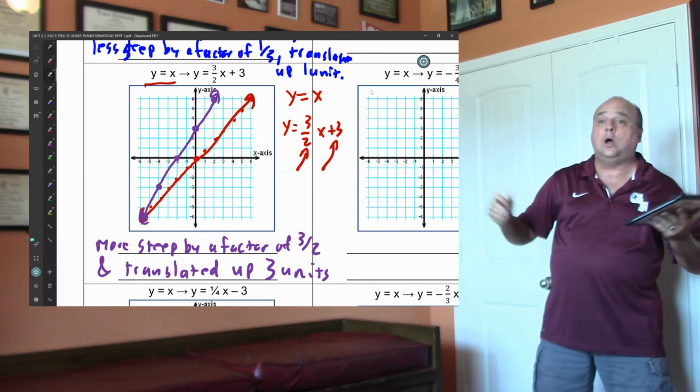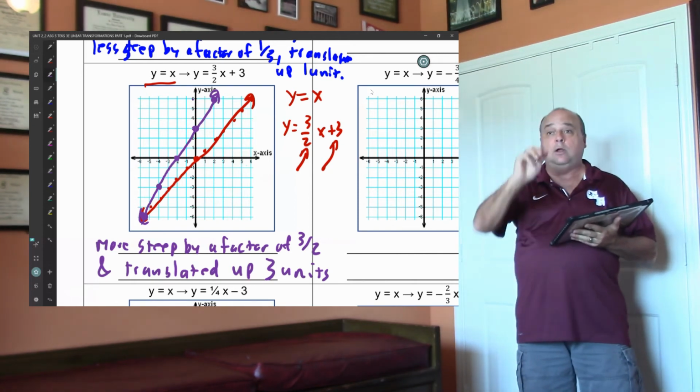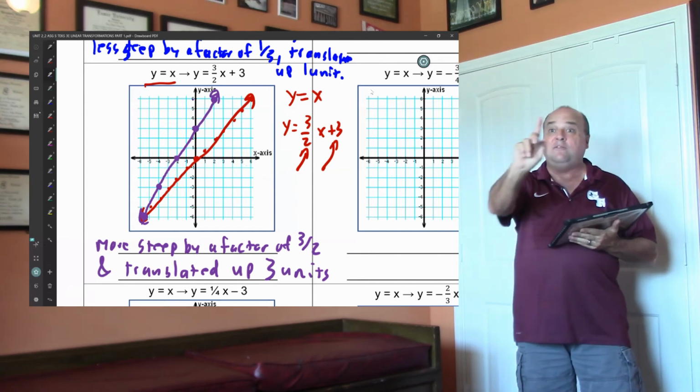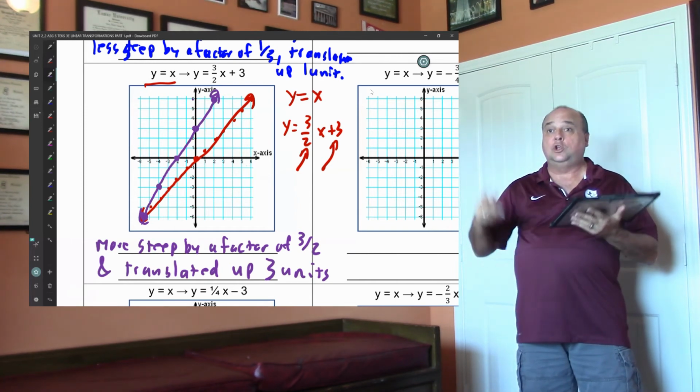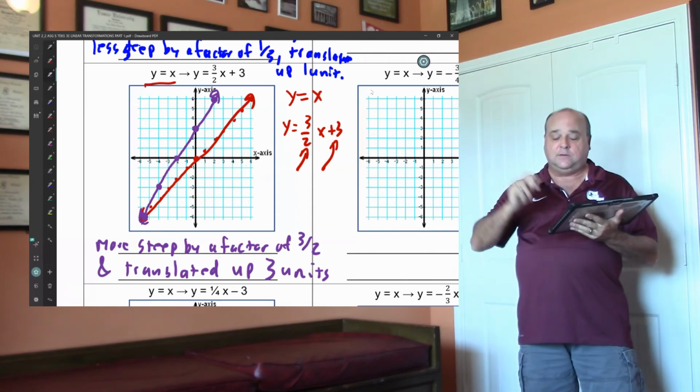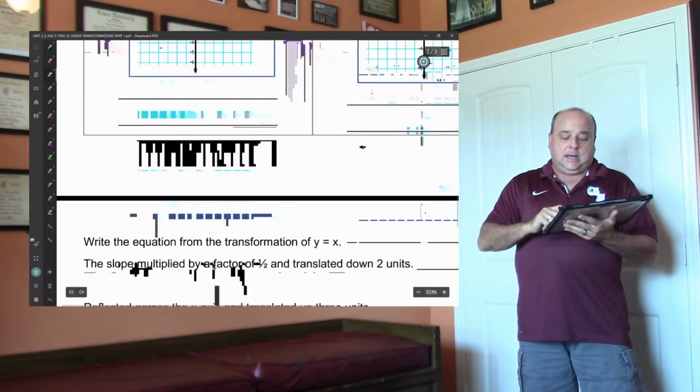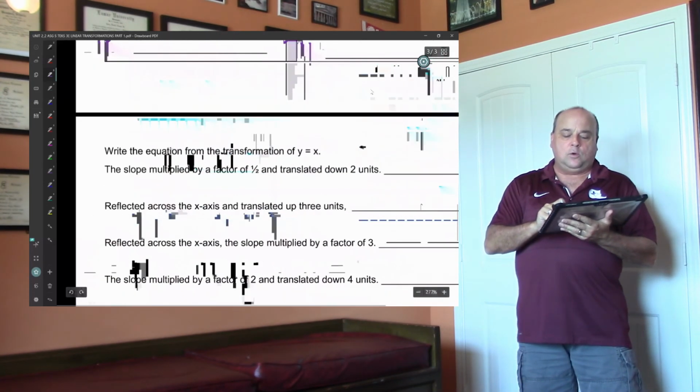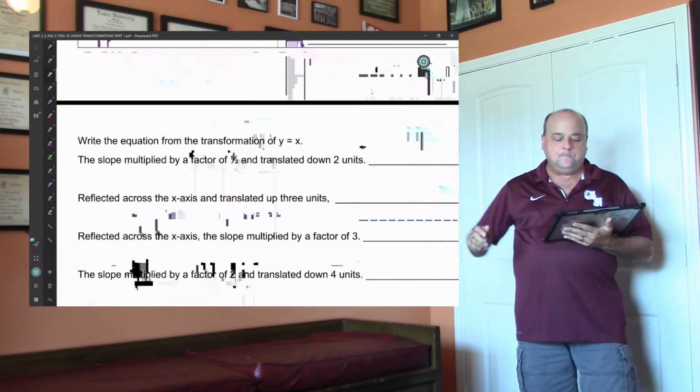You may not do all three every time. Oh, this one we only did two. So some of them you'll only do one. So you write down what is happening on each of these, okay? And now then let's go to here. This hopefully will make a little bit more sense, okay?